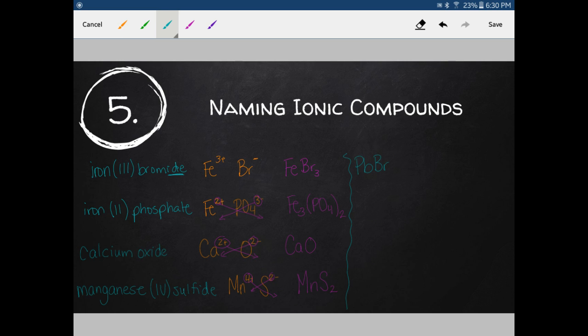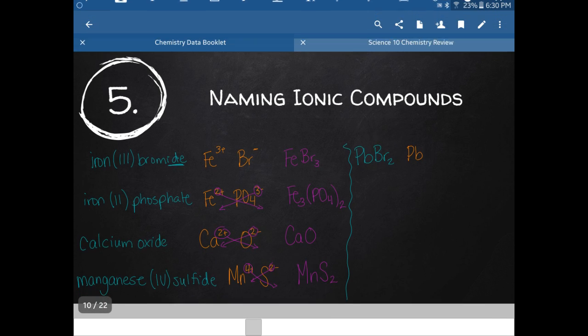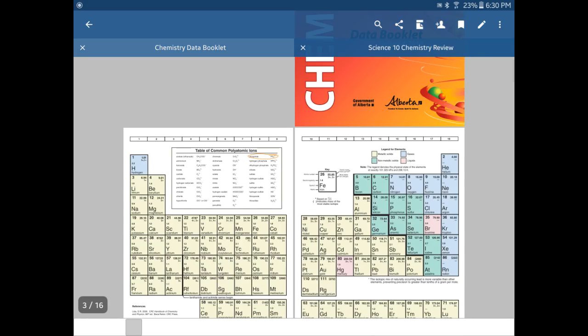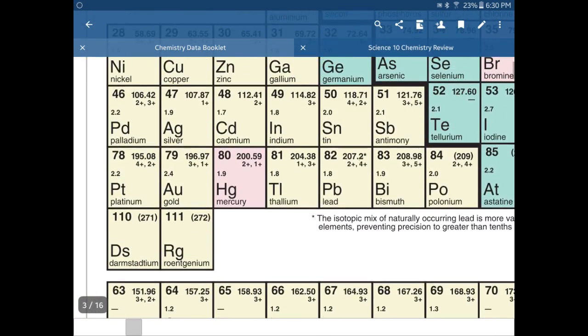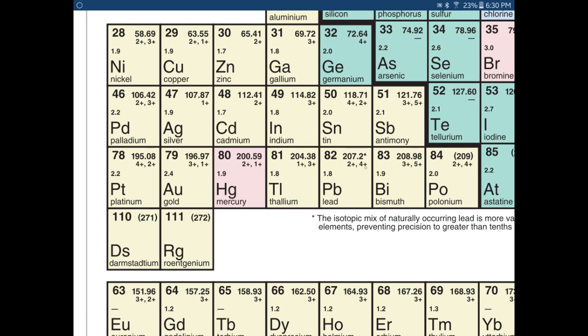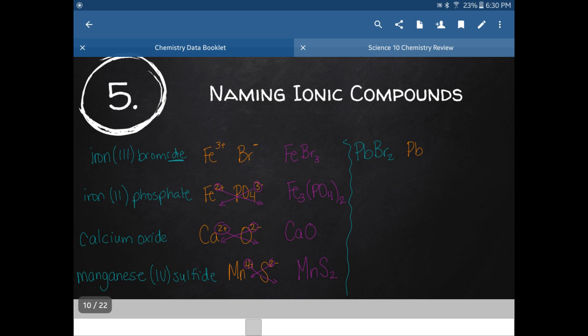Okay, so when I take a look at lead bromide, I'm going to say that I know that it's lead, Pb, and let's just jump back to our data booklet, our periodic table. Let's find lead here. And when I zoom into lead, I see that it's a 2 positive or a 4 positive charge. So when I jump back, I'm just going to write that down. I know that it can be a 2 positive or a 4 positive charge. I also know that I have bromine, which is a 1 minus charge.